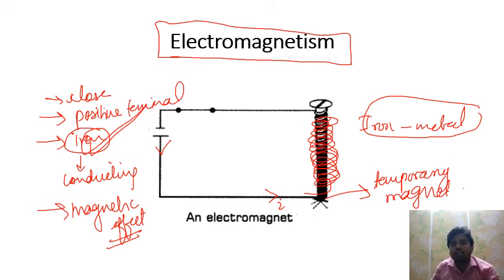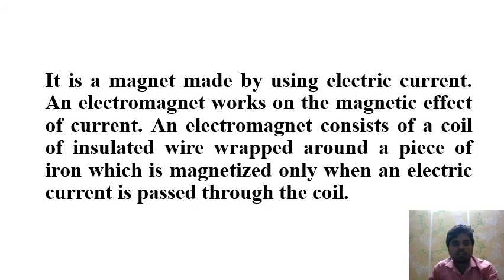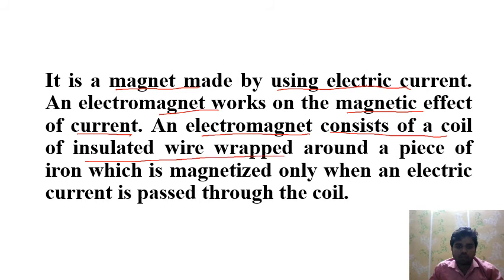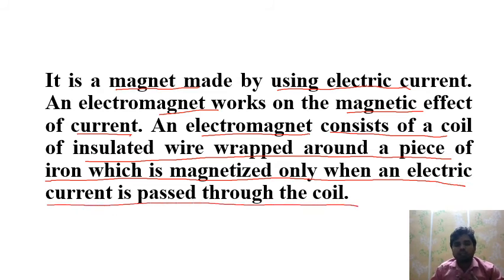Okay students, so electromagnetism is the process through which any metal is made a magnet by the effect of the flow of current in it. So let's read this. It is a magnet made by using electric current. An electromagnet works on the magnetic effect of current. The electromagnet consists of a coil of insulated wire wrapped around a piece of iron, which is magnetized only when electric current is passed through the coil. So once the current passes through the coil, this piece of iron nail will form a magnet.